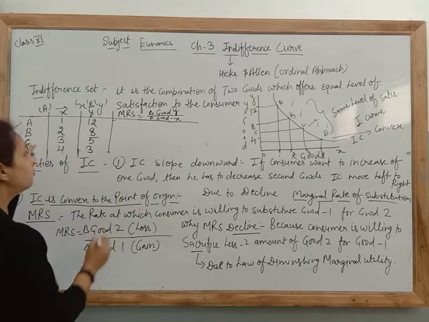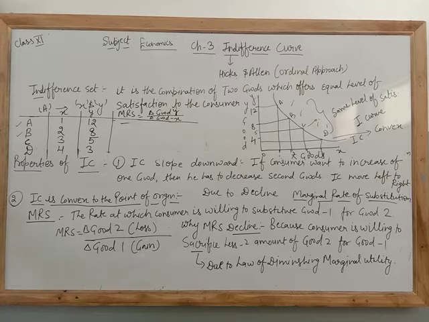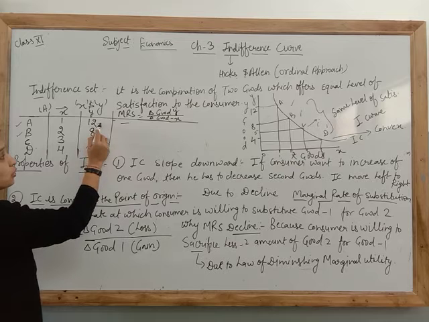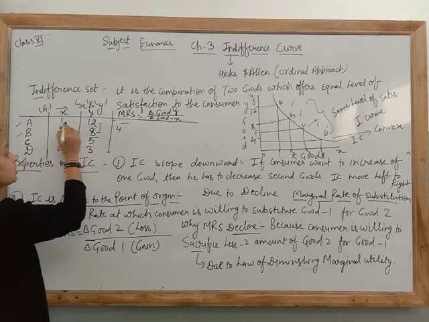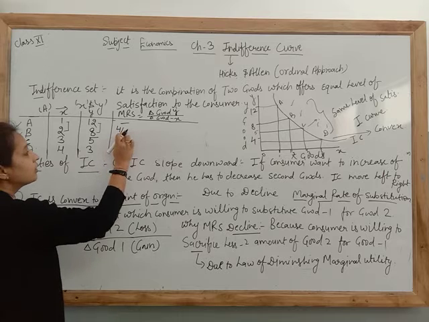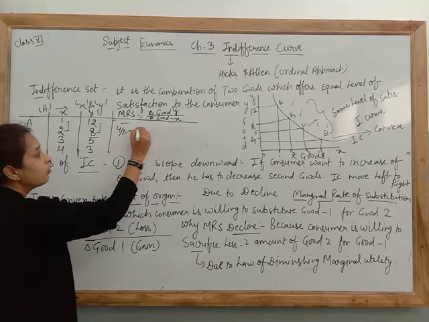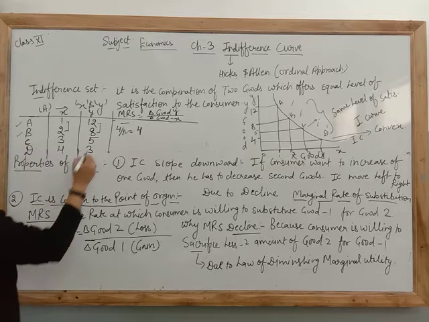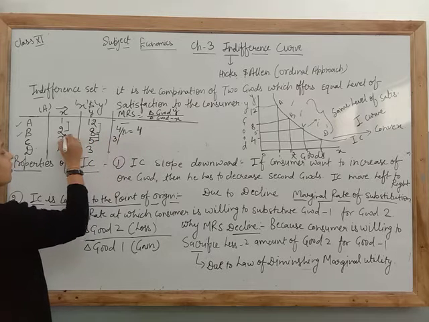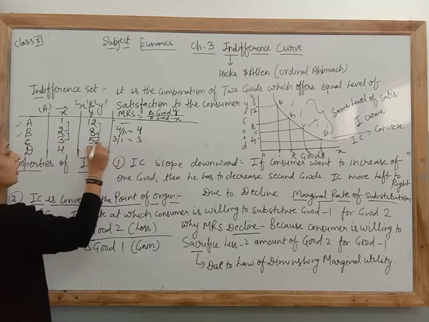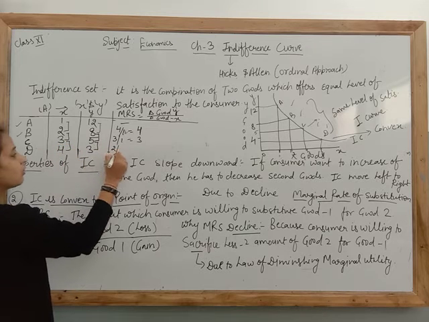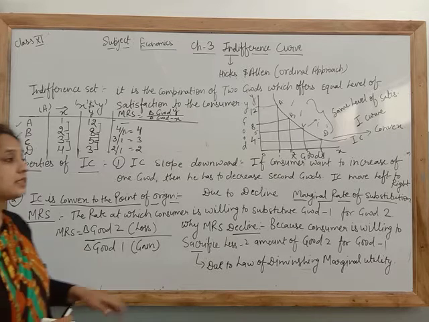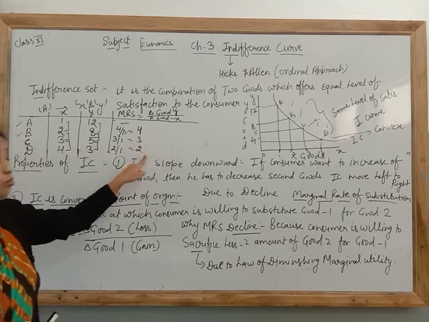Clear? Now at the first unit he is not going to sacrifice and he is not going to get anything. At the second unit you can see he is going to lose how many units of good 2? 4. And how much is he going to get? 1. The rate that we find is 4. Clear? MRS, marginal rate of substitution, is 4. At the next level, if we find 3 divided by 1, it is 3. At the third unit, you can see 2 divided by 1. So you can see very easily the rate of MRS is declining: 4, 3, 2. Clear?